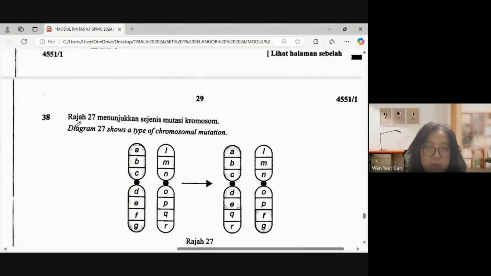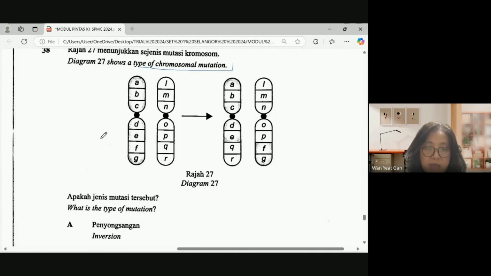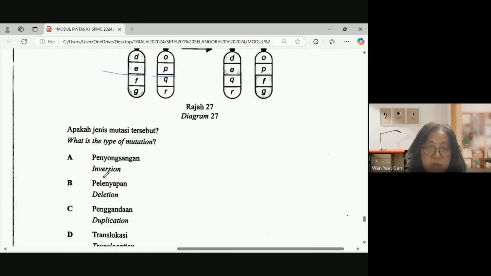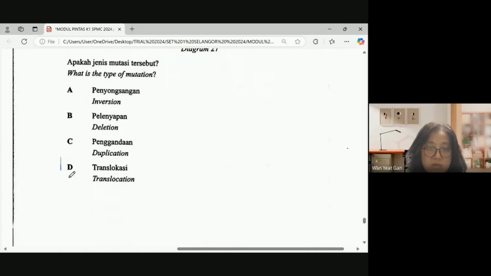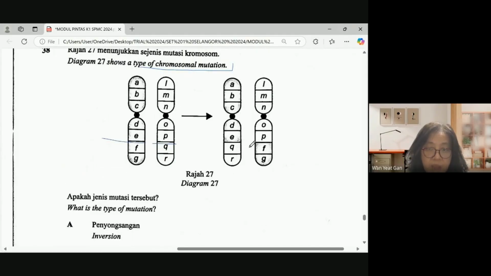Okay, diagram 27 shows a type of chromosomal mutation. So you can see that a segment of the chromosome breaks off, but then it joins again, but on a different homologous chromosome. So this type of mutation is called translocation. Okay, translocation. So you can see Q and R have rejoined on the DE segment of the chromosome.